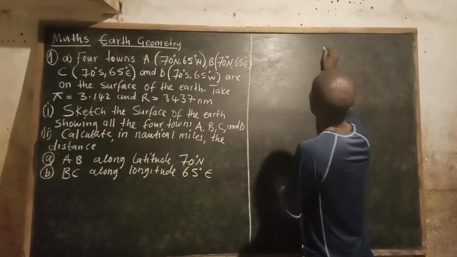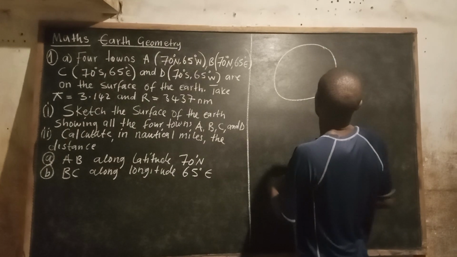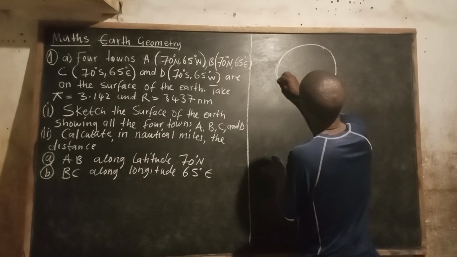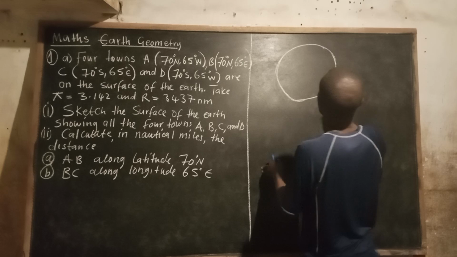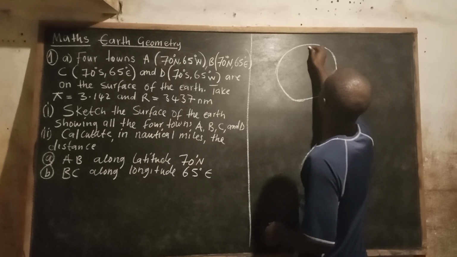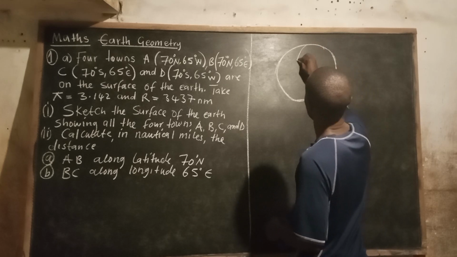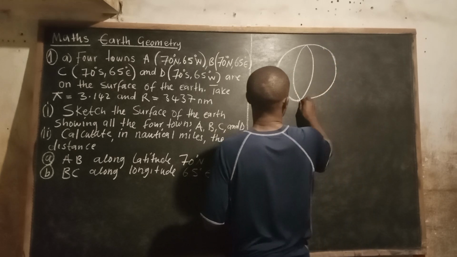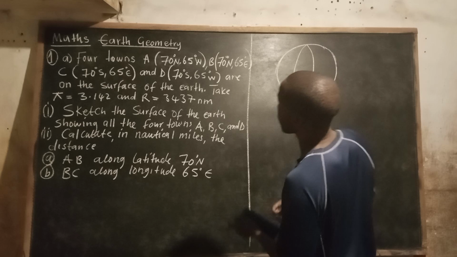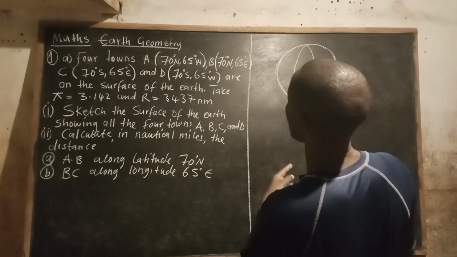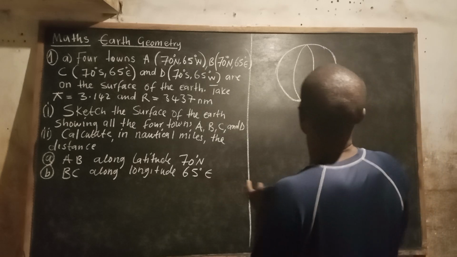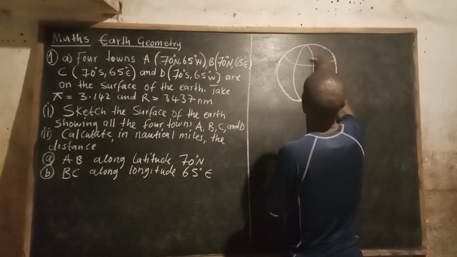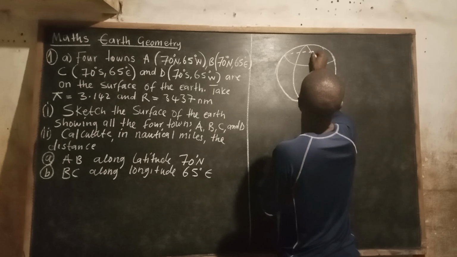Now we are going to make a circle, which is the surface of the earth. Out of that we have the longitude lines. So we are saying we have north, east and west. Then we come to latitude.